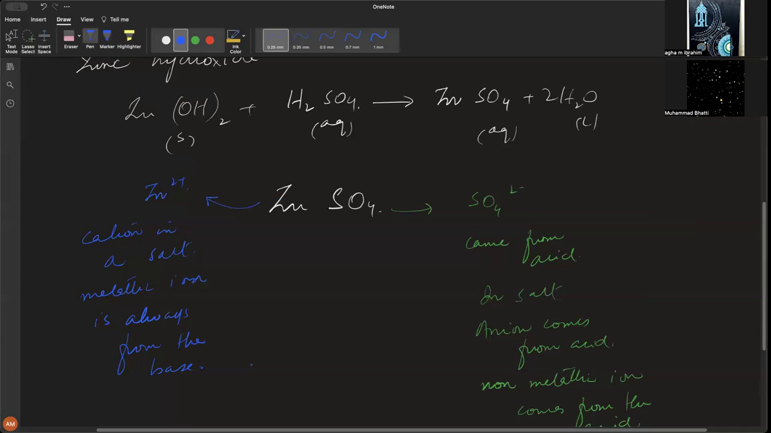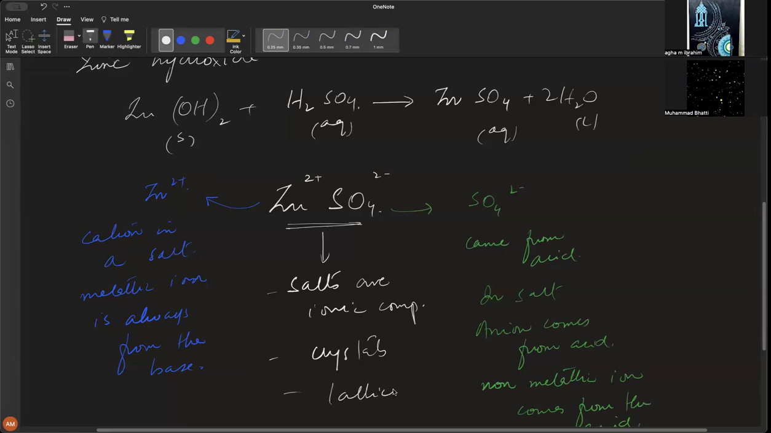So if you look at it, this is 2 positive, and this is going to have an oxidation state of 2 negative, right? This is how this is formed. And you know that salts are ionic compounds. It means they are going to form crystals and lattices. All right.